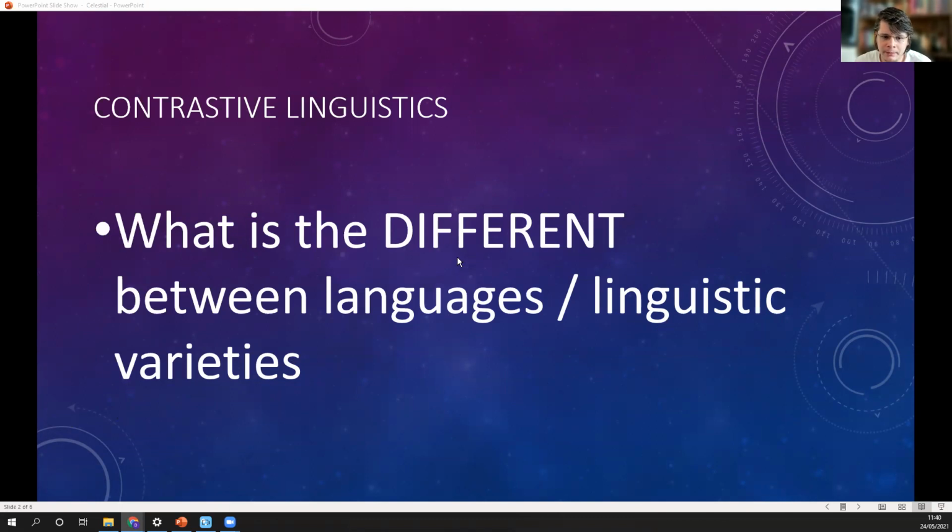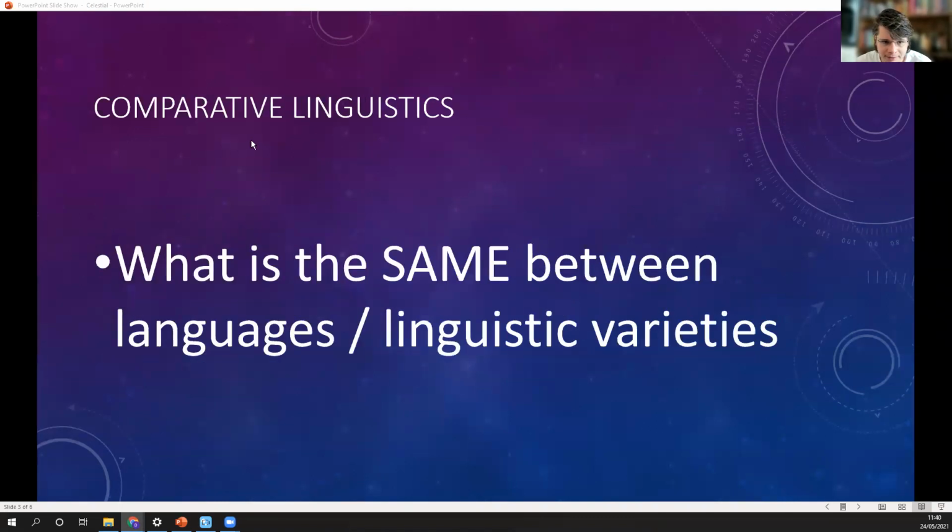Or we could also be comparing languages. So for example, when we compare Italian to French, or Korean to Japanese or something, right? And in contrastive linguistics, what we're looking for are differences. We want to find the aspects which are not the same in both languages, or not similar. And in comparative linguistics, we want to say what's the same between different languages, or at least very similar.